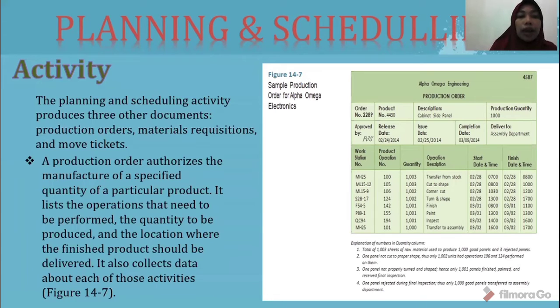A production order authorizes the manufacturing of a specified quantity of a particular product. It lists the operations that need to be performed, the quantity to be produced, and the location where the finished product should be delivered. It also collects data about each of those activities.